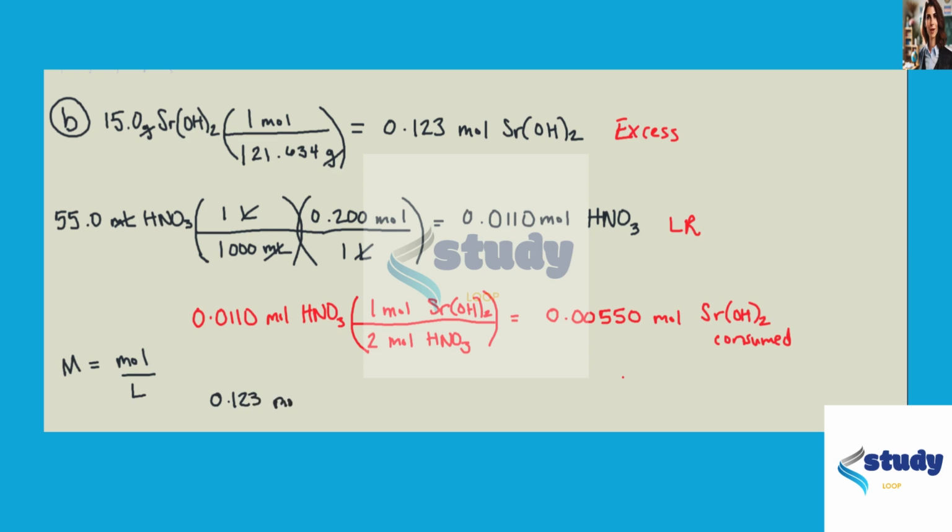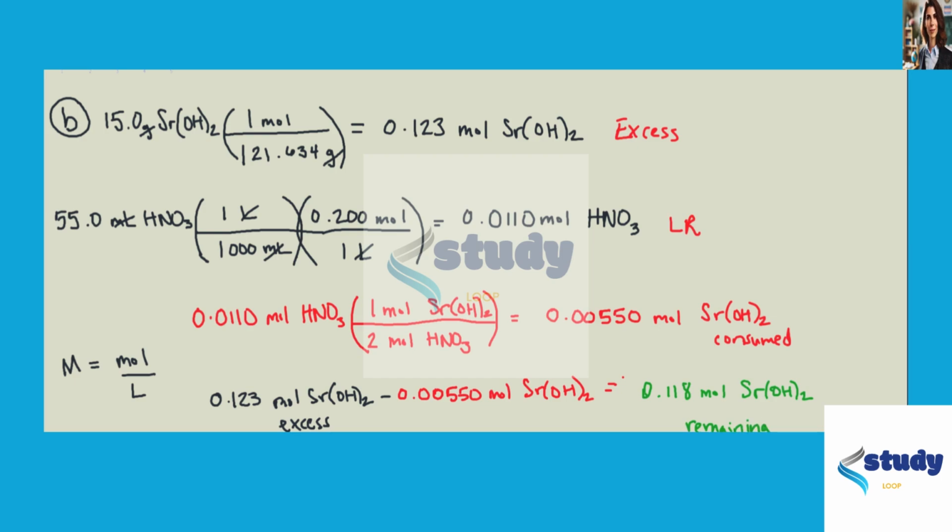So I'm going to take 0.123 moles of Sr(OH)2. This is what I have in excess, minus how much I consumed, which was 0.00550 moles of Sr(OH)2. And that's going to be equal to what I have left, which will give us 0.118 moles of Sr(OH)2 remaining.